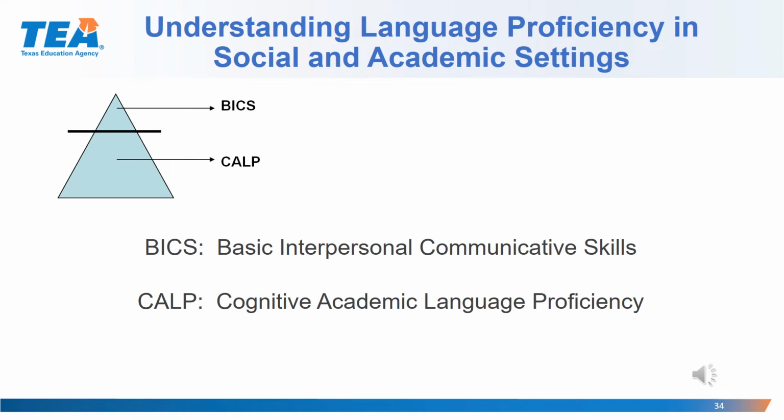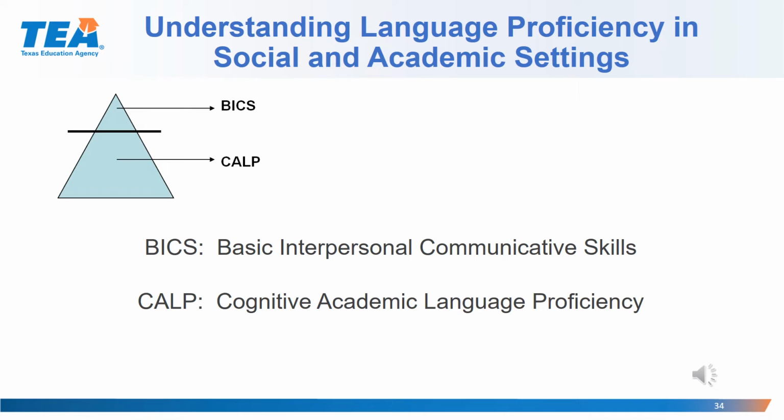CALP is the language needed to access learning in academic settings. This is the language students need in order to think critically, understand and learn new concepts, process complex academic material, and interact and communicate in academic contexts. This part of the iceberg has more depth because this type of language proficiency takes longer to acquire.